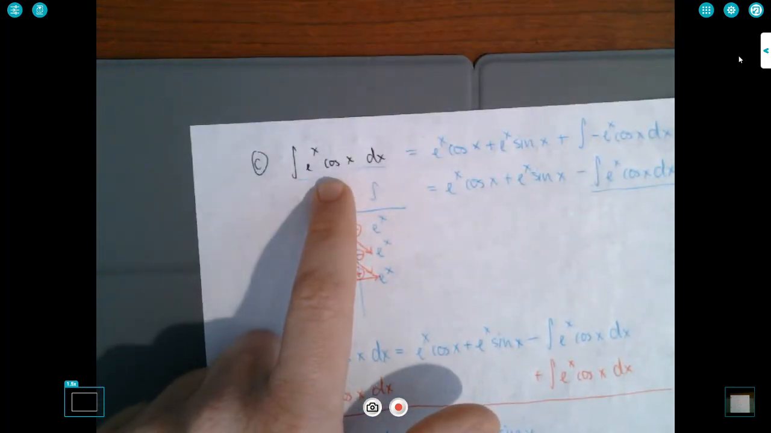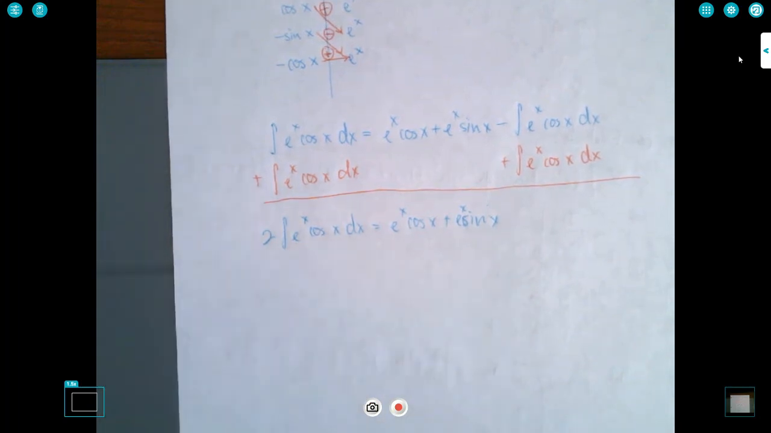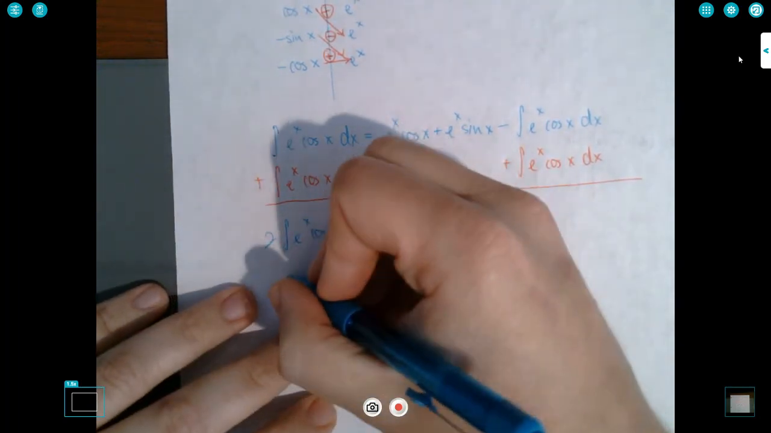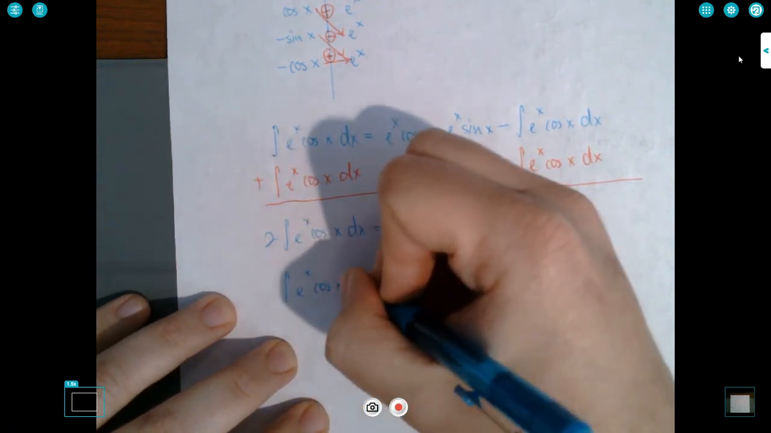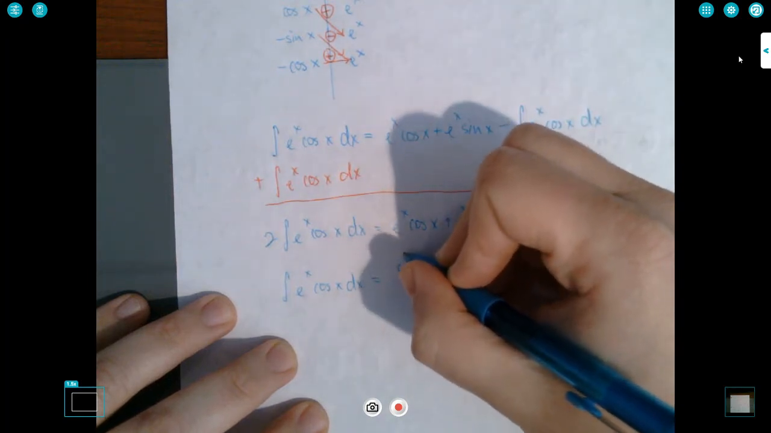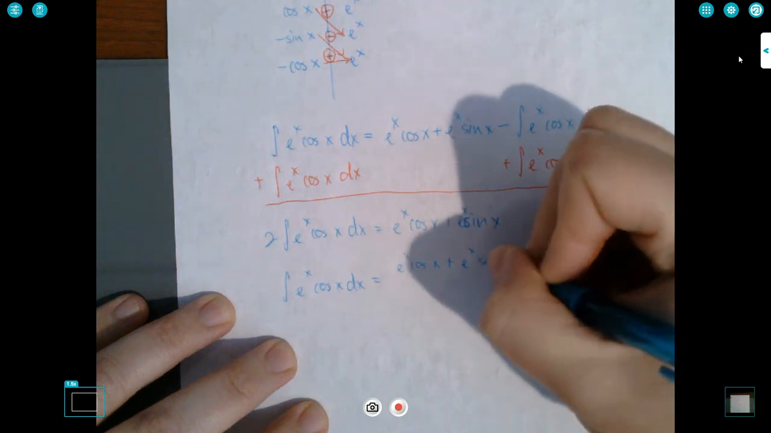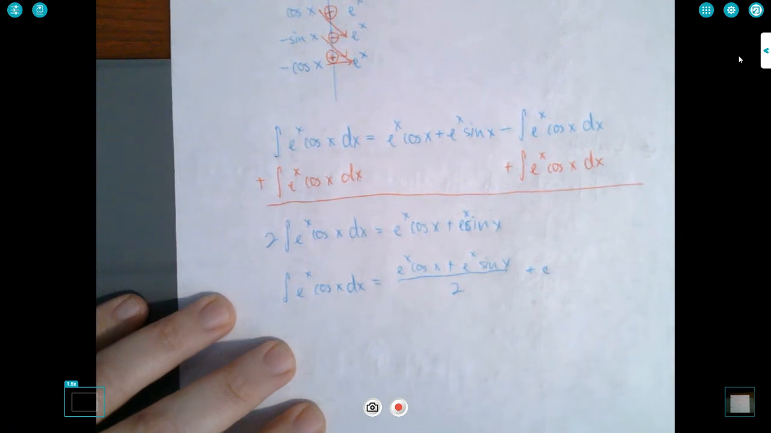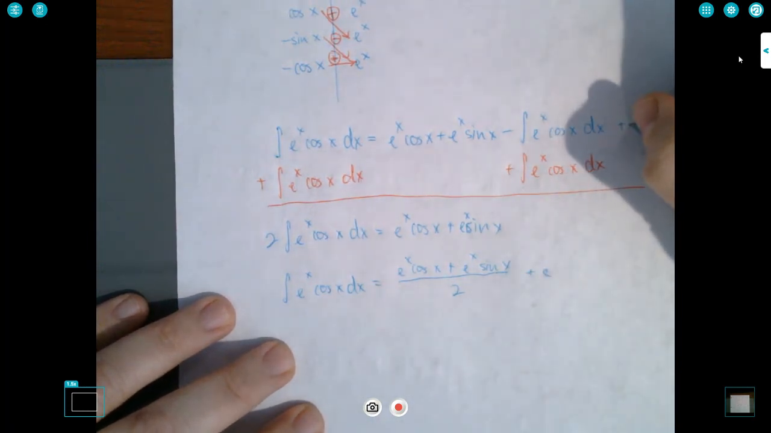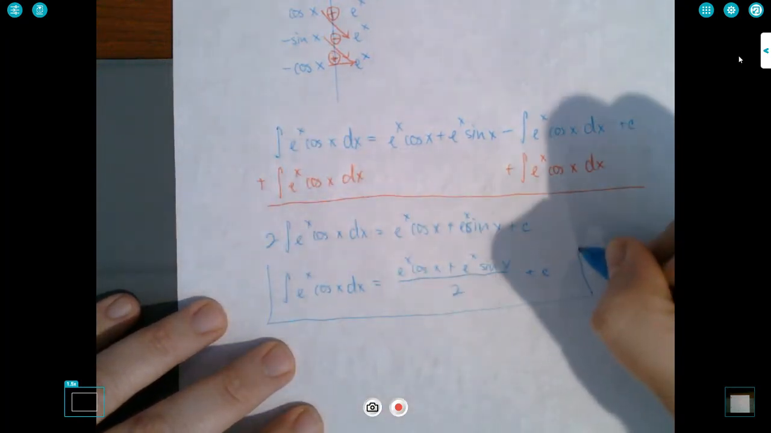Okay? My task was to find the integral of e to the x cosine x, and what I found is 2 times that. Well, so then obviously I can just divide both sides by 2, and so I get the integral of e to the x cosine x dx equals e to the x cosine x plus e to the x sine x, all over 2. And of course I have to have a plus c at some point, right? I should have probably had a plus c here and a plus c there.